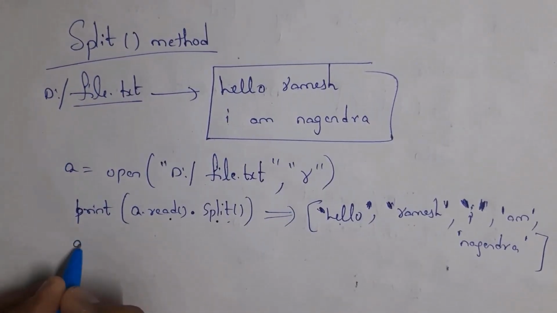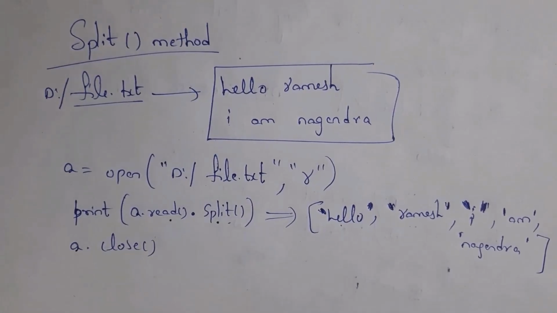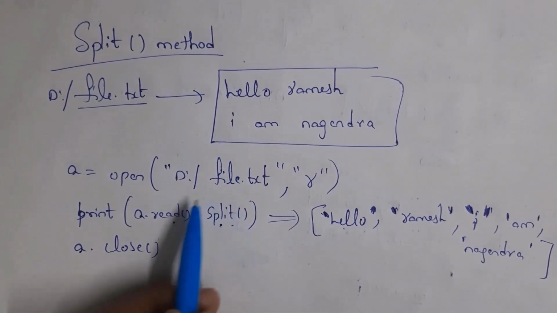At last we need to close this file, so just write here a.close(). This is the split method. We are splitting data and we are reading this data.